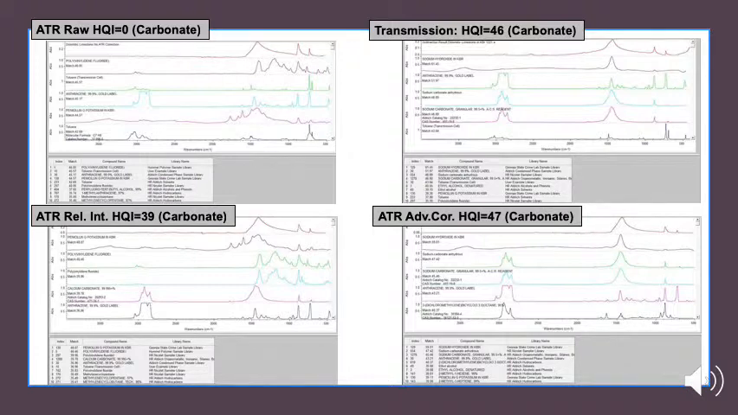Now, while the advanced ATR correction does improve matches for carbonate components in the dolomitic limestone sample, as we might expect, the relative intensity correction also displays some component matches for dolomitic limestone with carbonates as well, while the ATR raw spectrum does not even register any form of carbonate as a component. So even though it's not as thorough as the advanced correction, the relative intensity correction can at least aid in supplying reasonable component suggestions.